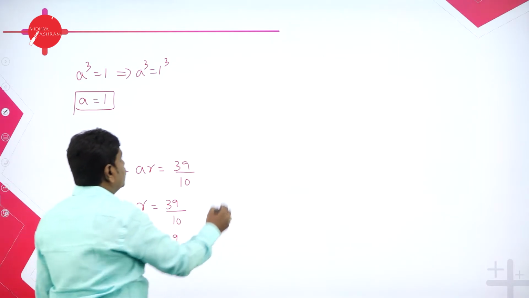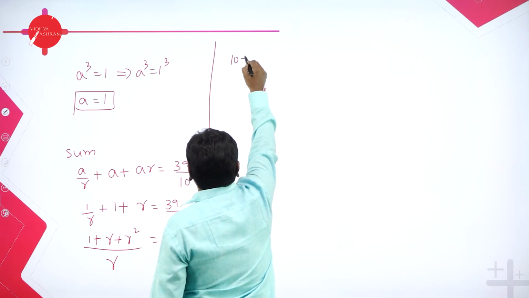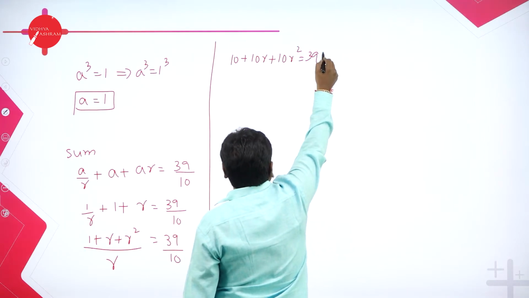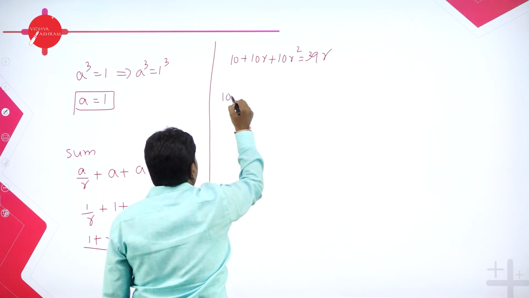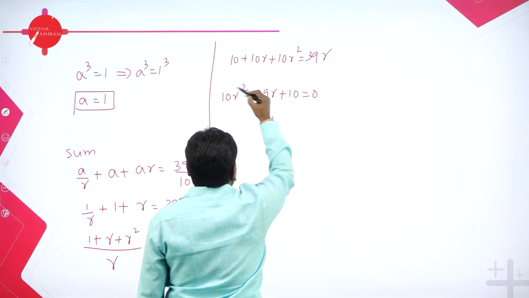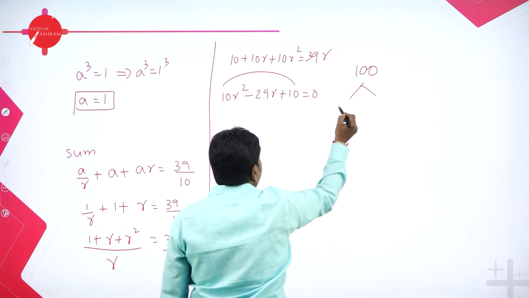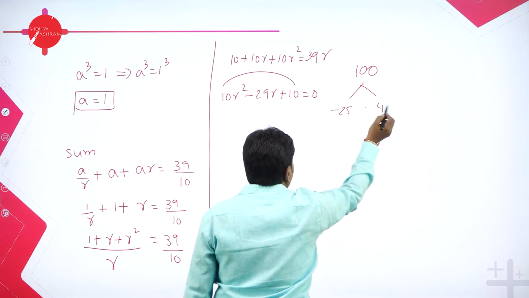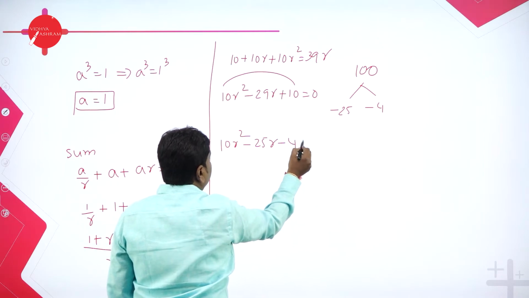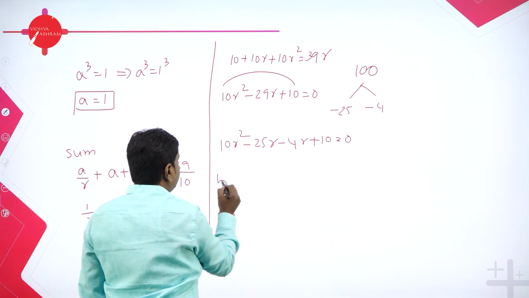Cross multiply. If you cross multiply, you'll get 10 into 1 is 10 plus 10r square is equal to 39 into r, 39r. So rearrange. You'll get 10r square minus 29r plus 10 is equal to 0. Now factorize. 10 tens are 100. What are the factors of 100 that give you minus 29? 25 4s are 100. Both I'll take negative. So I can write it as 10r square minus 25r minus 4r plus 10 equal to 0.